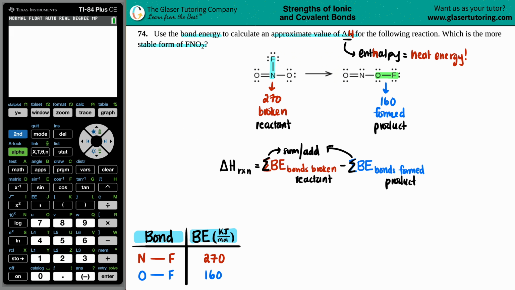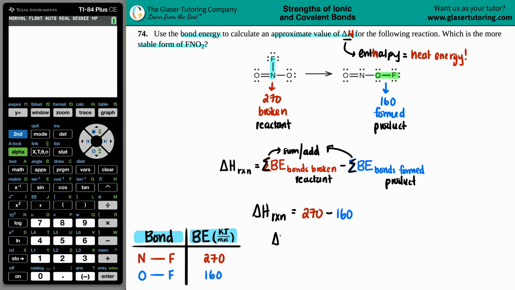Now, in here, we just have a 270. We only have one of these bonds, and a 160 we have, an OF bond. So we don't have to add anything up. Let's just plug it in. Delta H for that whole reaction equals 270. We're going to minus it by the 160.